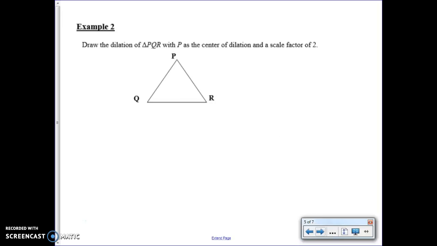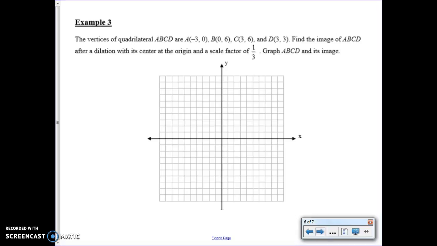So this says draw the dilation PQR with P as the center of dilation and a scale factor of 2. We're going to do this together in class. Again, it's just kind of hard to do those drawings up on the board here. So we'll work on that one together.